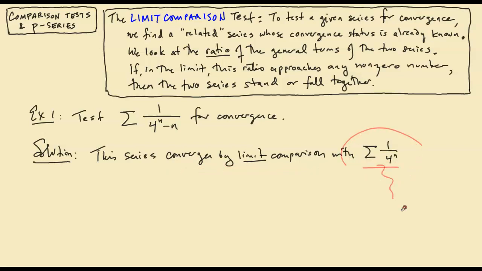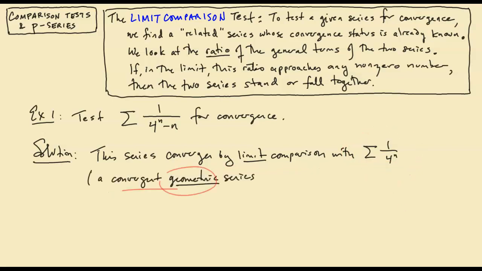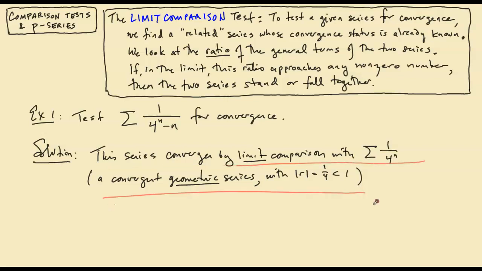So we need to say why this one is convergent. A convergent geometric series. Good, now we know why that one converges. Even more specifically, where that ratio in absolute value is 1/4, which is less than 1, which is the condition for convergence in a geometric series. And let's see how that reads. The series converges by limit comparison with this convergent geometric series. Let's put the cherry on top.